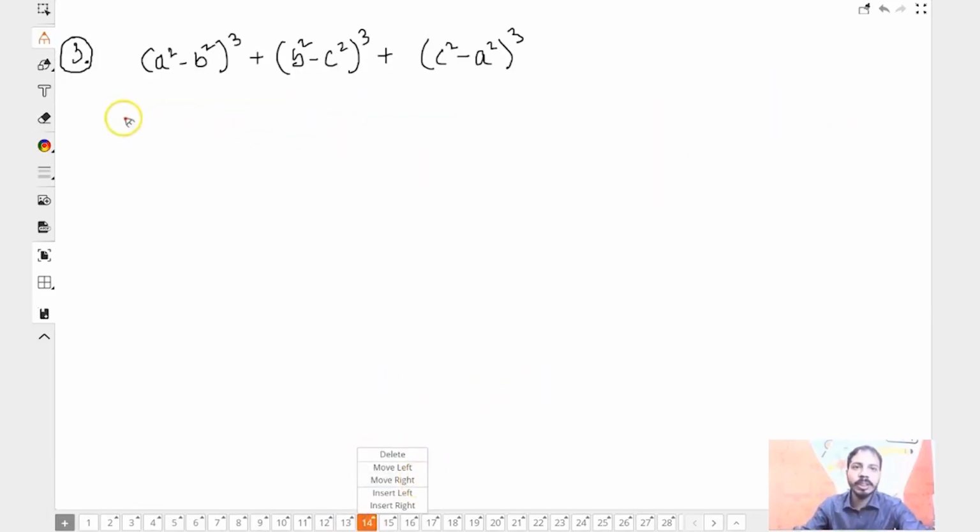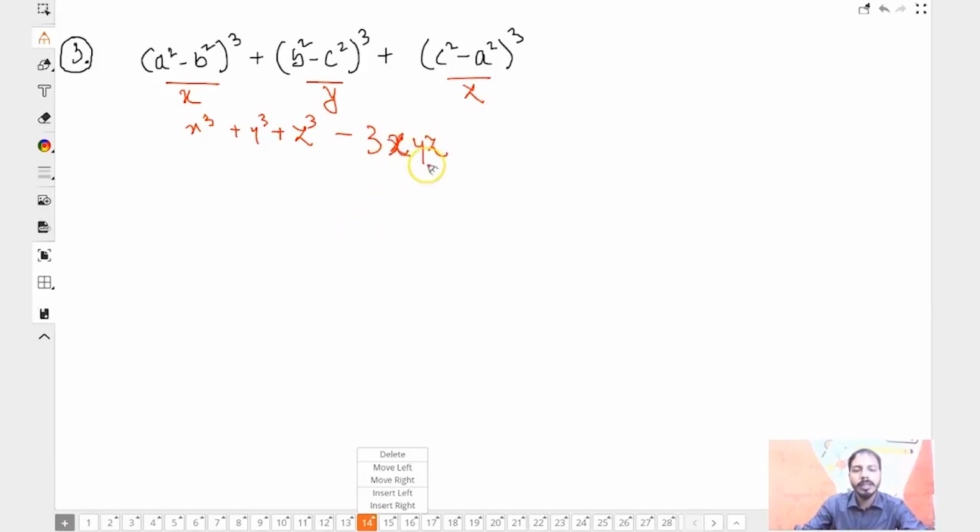Now this one is also very important. So you can have something like this. Say this is x and this is y and this is z. So it looks like x cube plus y cube plus z cube. Now how do you factorize this? That means you don't have the term. What is missing from here? You don't have the xyz term.